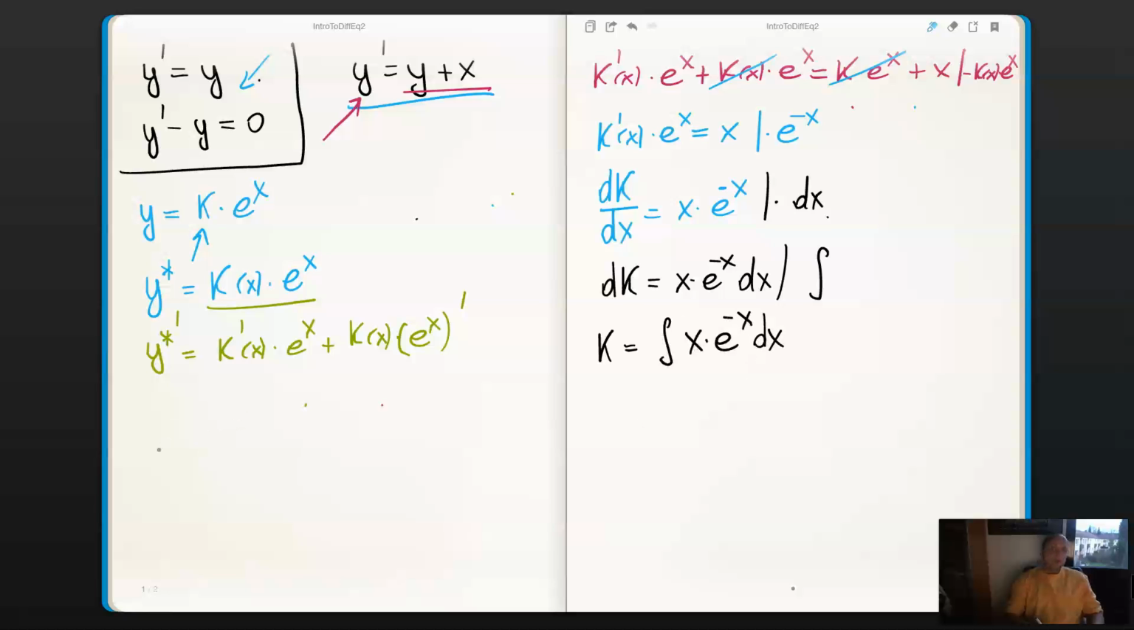Integration by parts, I just remind you, is kind of the inverse idea of the product rule for derivatives. Integration and derivatives are always interconnected.